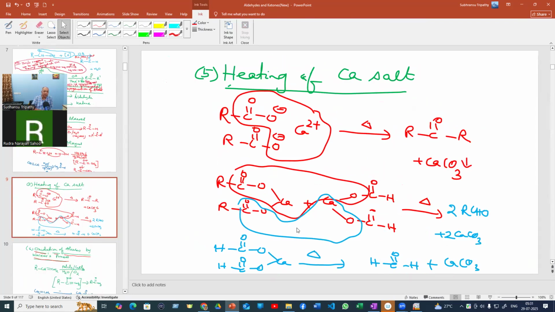And this is important. This is the first time that we are doing calcium salt. Calcium is divalent, so it will take two alkanoates. So some people put two covalent bonds, but usually it is ionic. But to show, you can put two covalent bonds. So calcium salt of carboxylic acid on heating, salt of carboxylic acid.